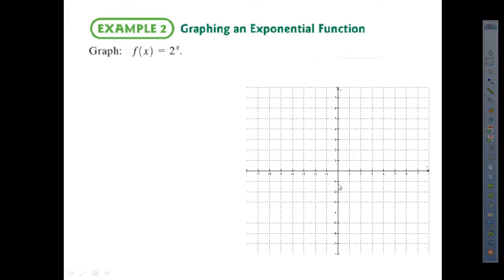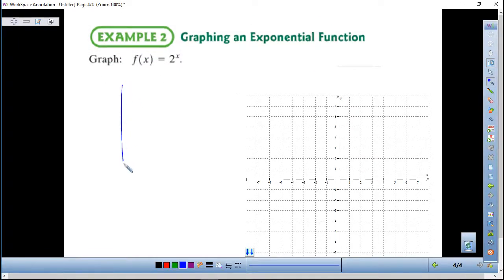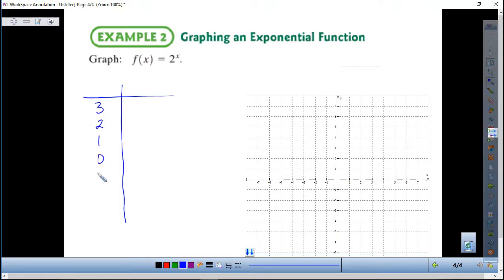Alright, so let's graph an exponential function here. And it's really, really easy. We're just going to do a T-chart just to kind of give you an idea of what they look like. And we're going to start with 3, 2, 1, 0, negative 1, negative 2, oh, it's a big negative, and negative 3. So there's my x value, and I'm going to find my y value, or my f of x value.